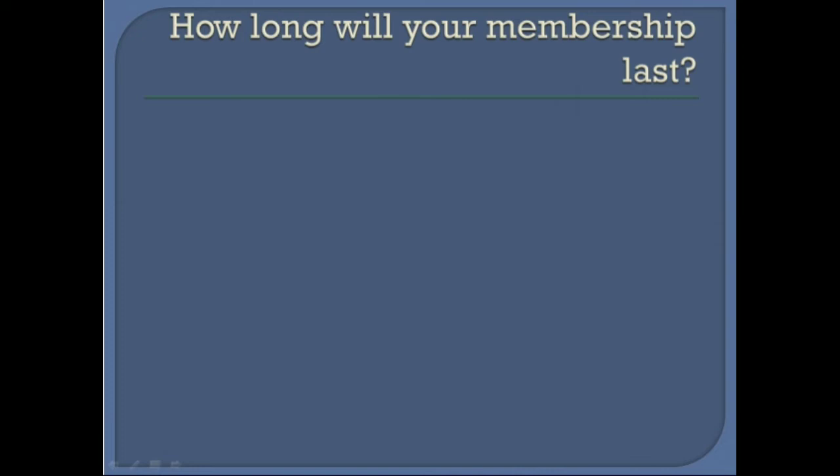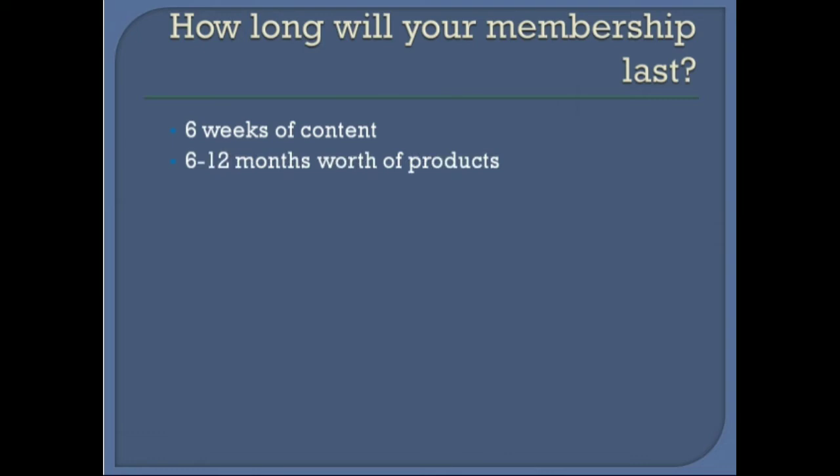Now, what you can do initially is when you gather all the content and see how much content you have, and what kind of content you might need to add, then that will tell you how long your membership site will last realistically. You could have 6 weeks of content. You could have 6 to 12 months worth of products. It really depends on your audience and who is buying your products.